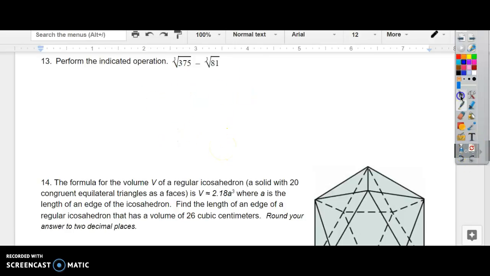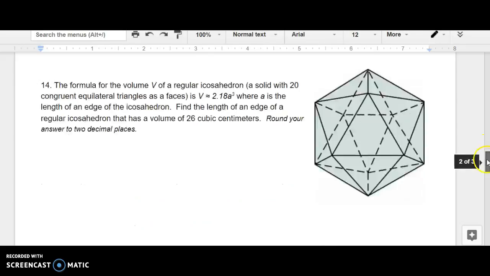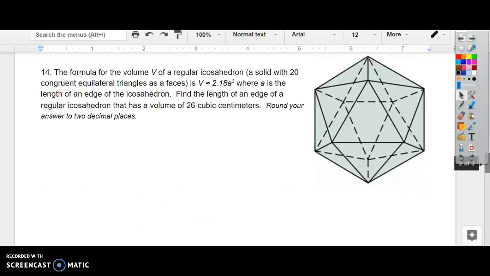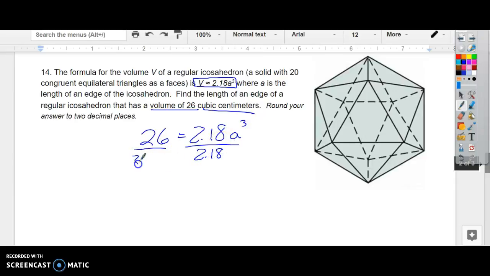Now, the word problem. Word problem is a lot more bark than bite. Basically, they're telling you, this is our equation for volume. Our volume is 26 cubic centimeters. So all we have to do is plug in that 26 cubic centimeters into the following. Divide the 2.18 over.